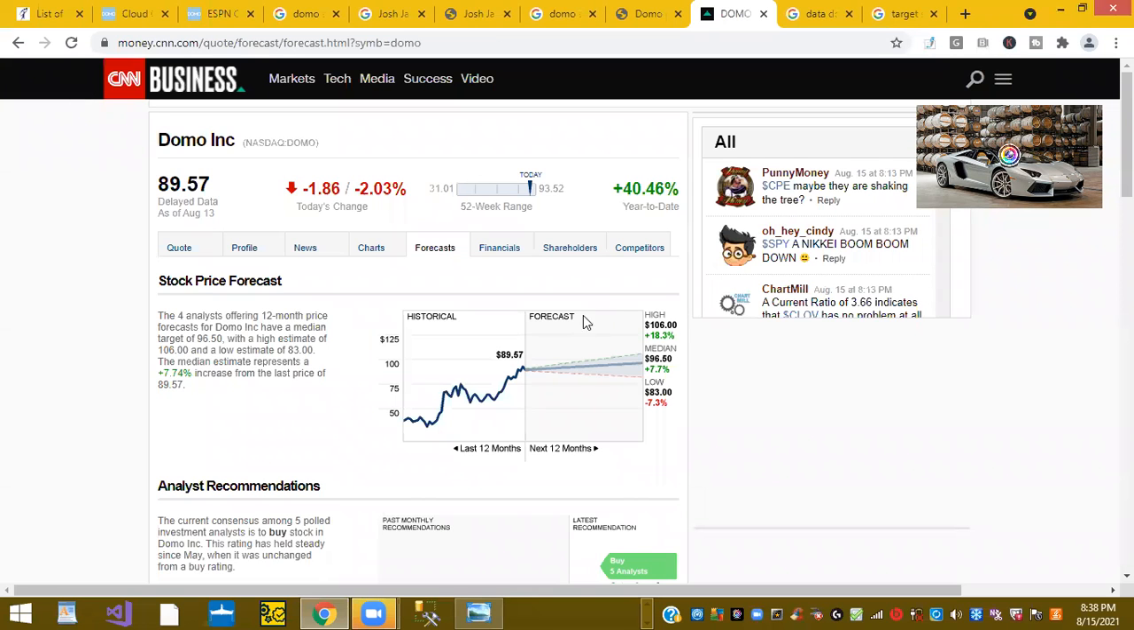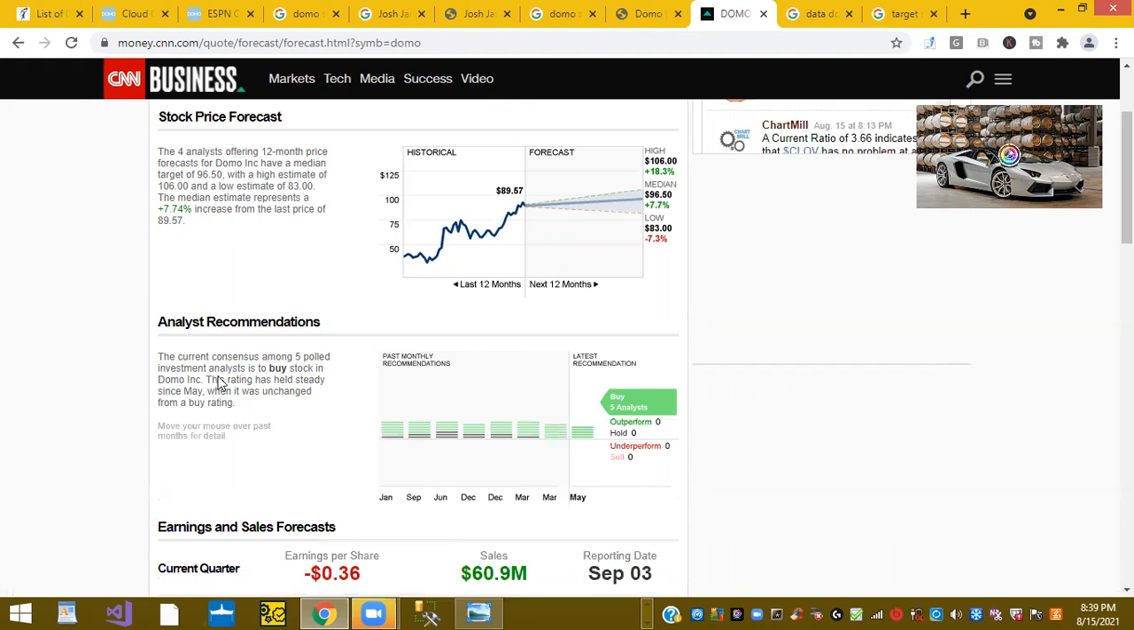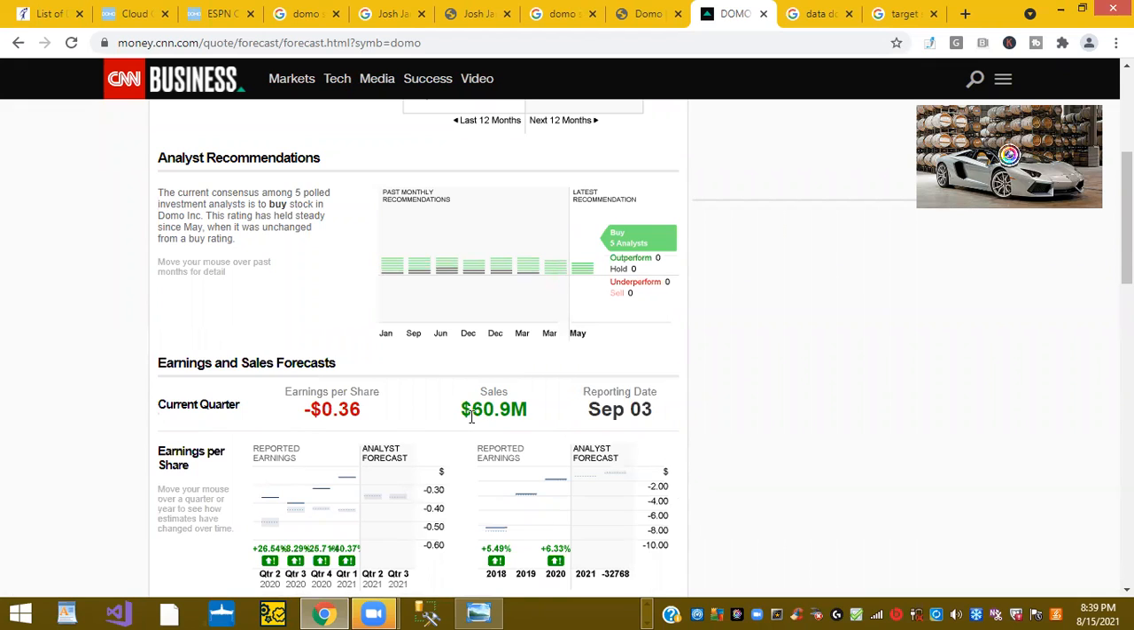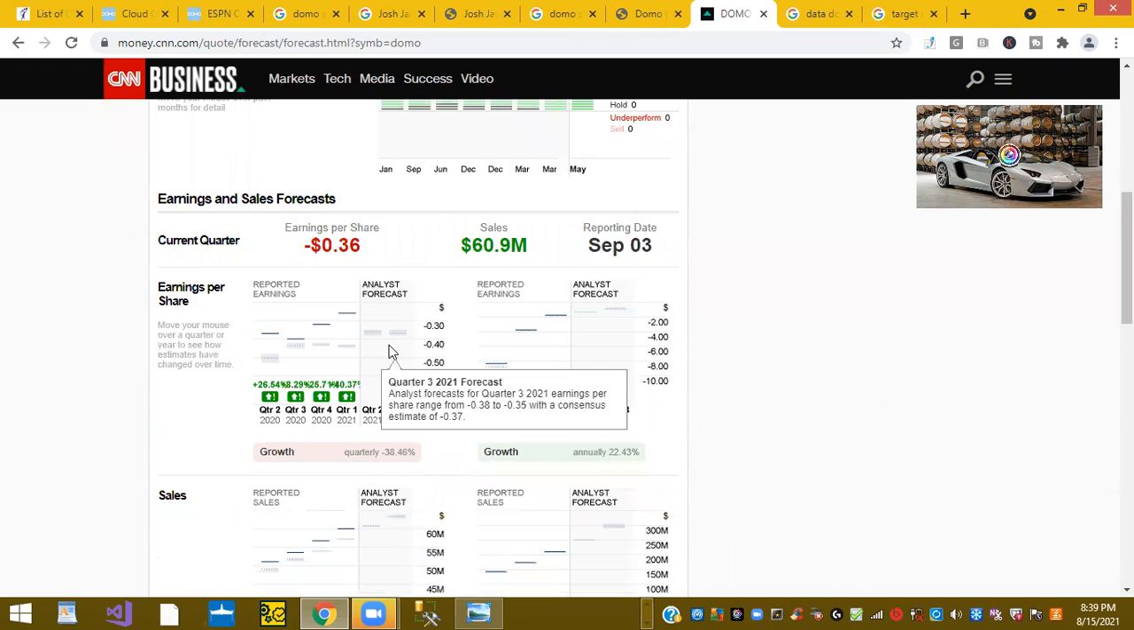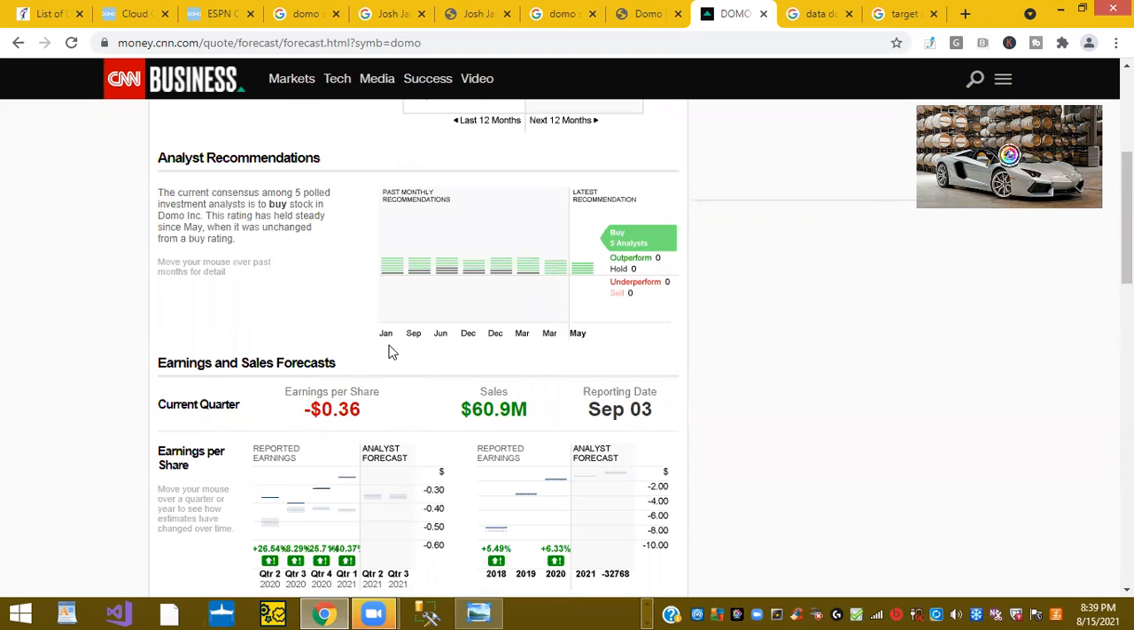And the only thing I didn't like looking at the price target forecast was that it only has a high of $106 per share right now. I'd like it to be $150. But anyway, four analysts offering 12-month price forecasts say Domo has a median target of $96. I definitely believe that's under, with the high estimate at $106. The median estimate represents a 7.74% increase over the last price of $89.57. And then here's their sales forecast, $60 million. Earnings per share are actually negative, which is okay for a tech company in the growth phase. So that's fine.